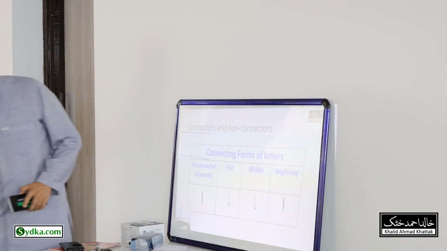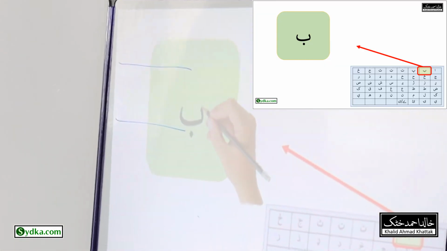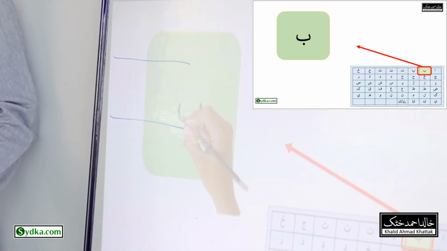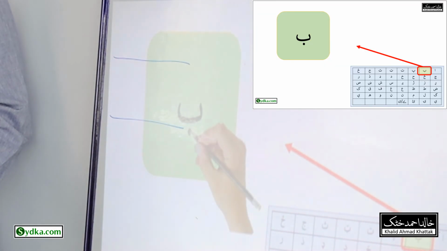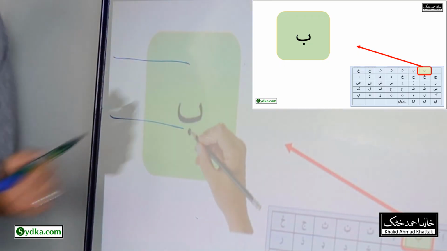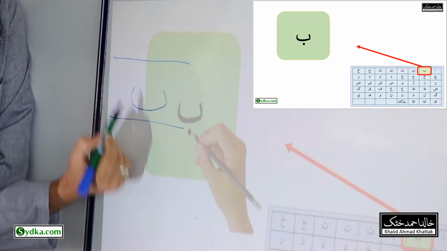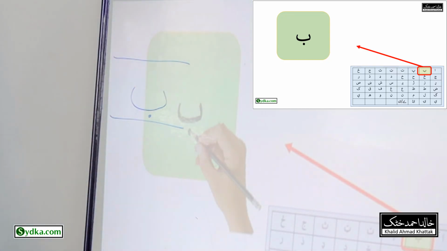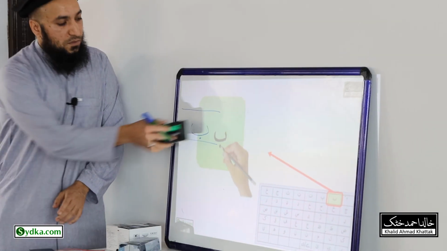That's the first one. The second one, bay. So you start from here, go to the end, and one dot underneath. Okay? Start from here, go to the end, and one dot underneath. That's when it comes on its own.